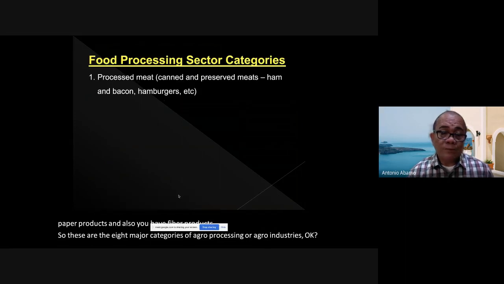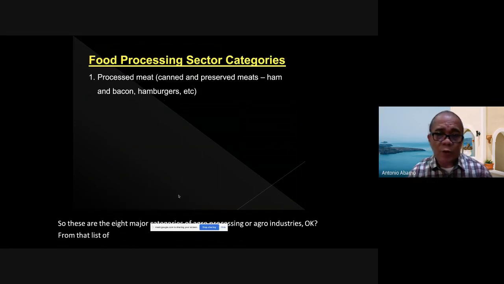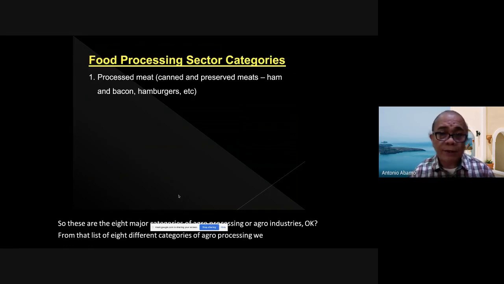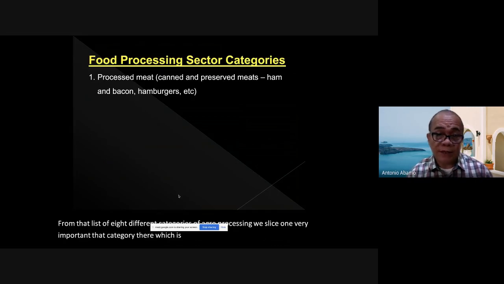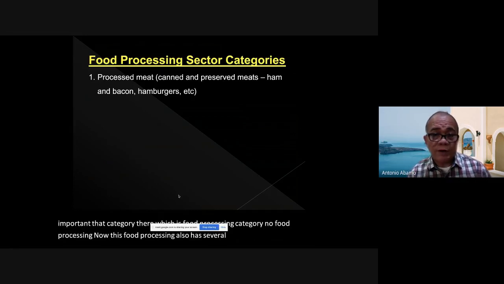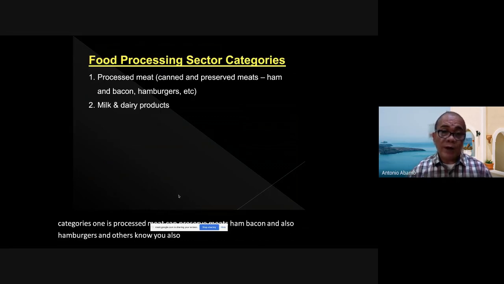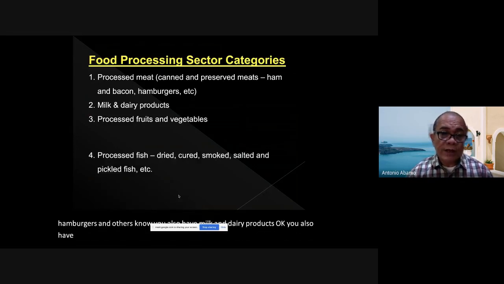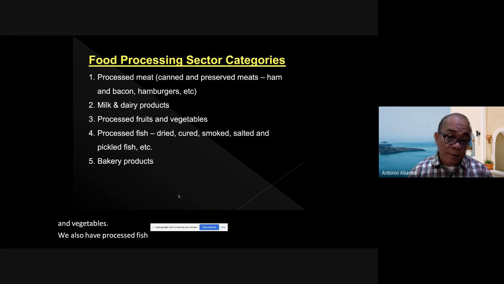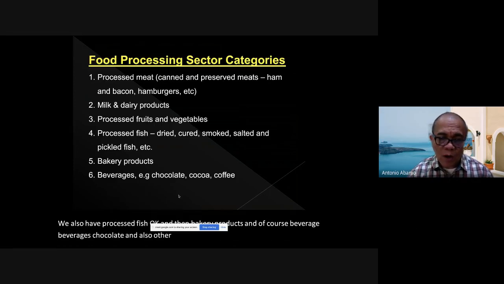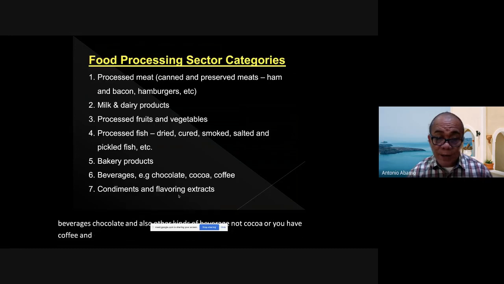Okay. Now, from that list of 8 different categories of agro-processing, we slice one very important category there, which is the food processing category. No? Food processing. Now, this food processing also has several sub-categories. One is processed meat, canned, preserved meats, ham, bacon, and also hamburgers and others. No? You also have milk and dairy products. Okay? You also have processed fruits and vegetables. You also have processed fish. Okay? And then bakery products and, of course, beverages, chocolate, and also other kinds of beverages, no? Cocoa, or you have coffee. And then you have condiments and flavoring extracts. Condiments is a big business in agribusiness.